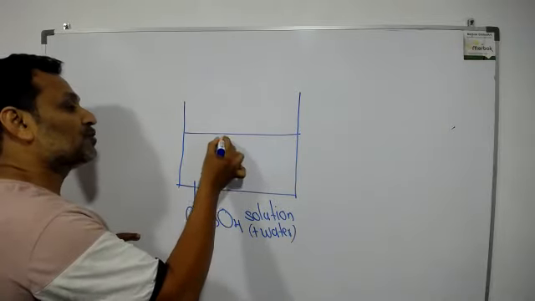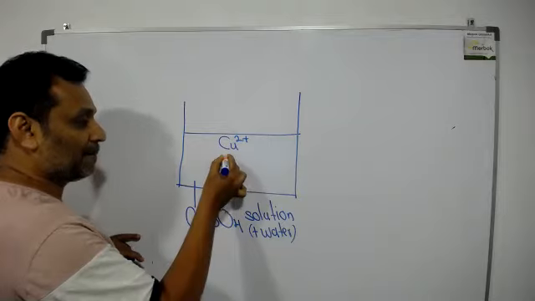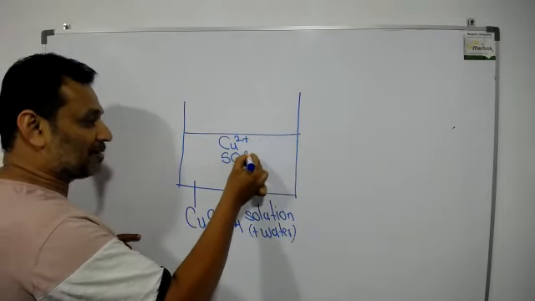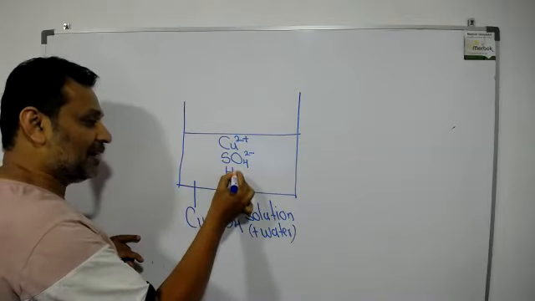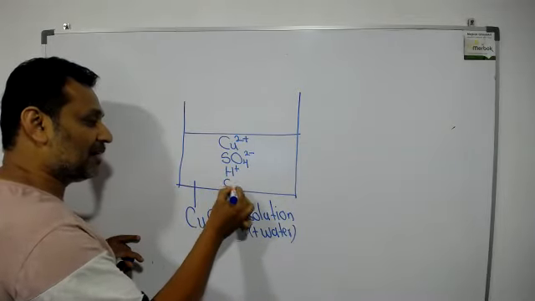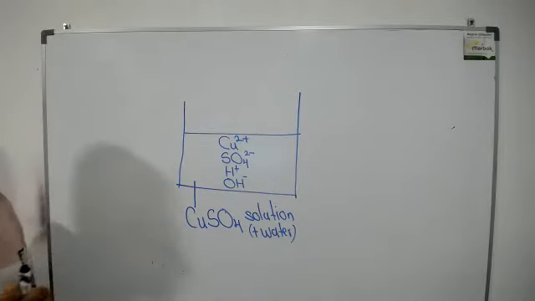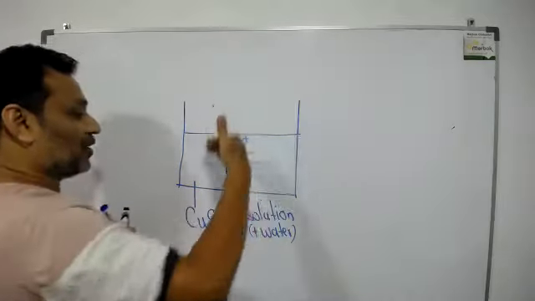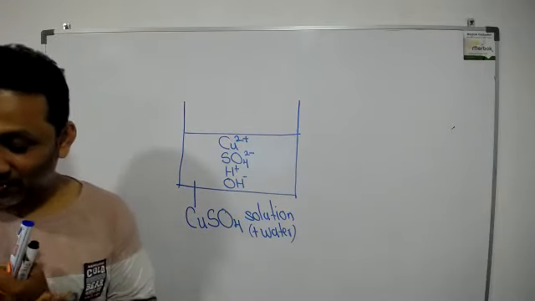Here, Cu2 plus ion is there, and SO4 2 minus ion is there. That is coming from copper sulfate. H plus ion is there, and OH minus ion is there. That is coming from water. Are you okay with these 4 ions?